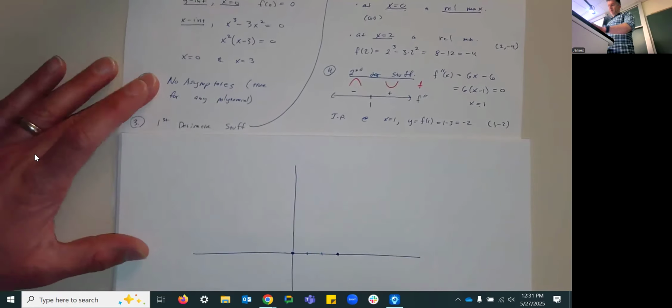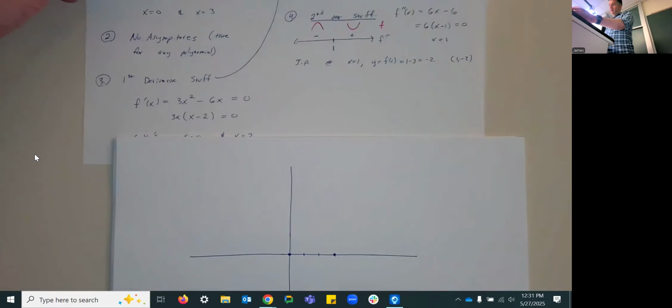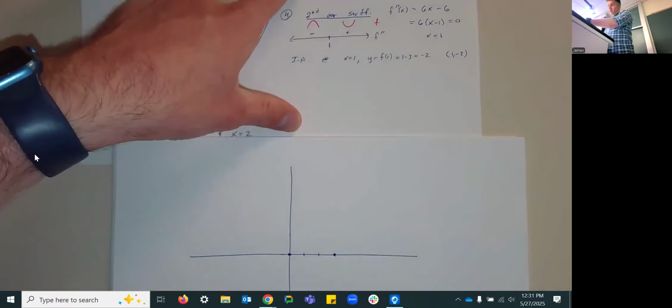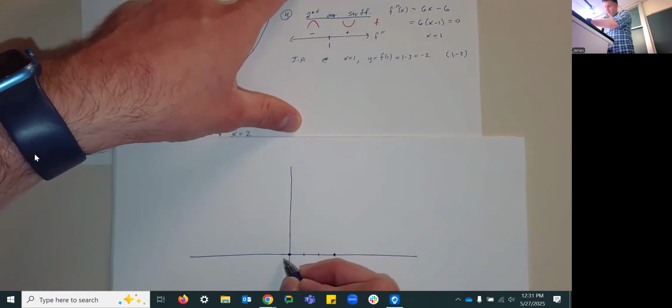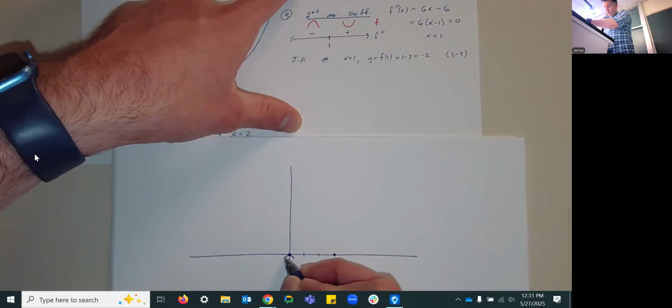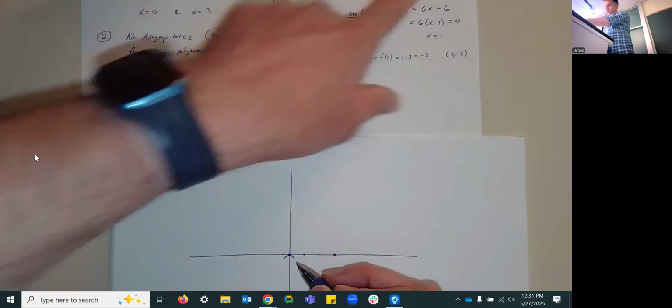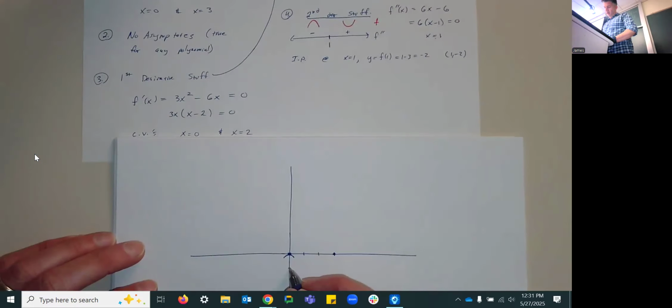No asymptotes. My first derivative stuff I have, let's see, I had a critical point at 0, 0. That's a relative maximum, so it's going to be something kind of like that right there. And at 2, negative 4, I can probably draw that to scale.